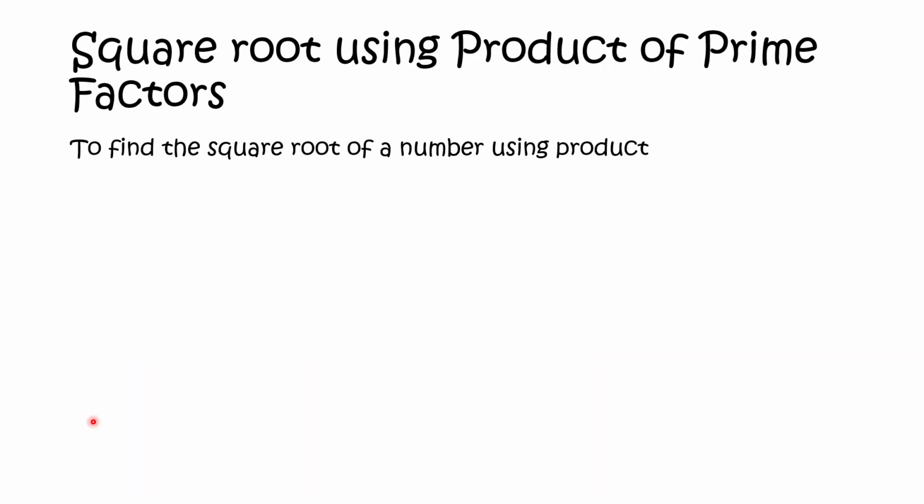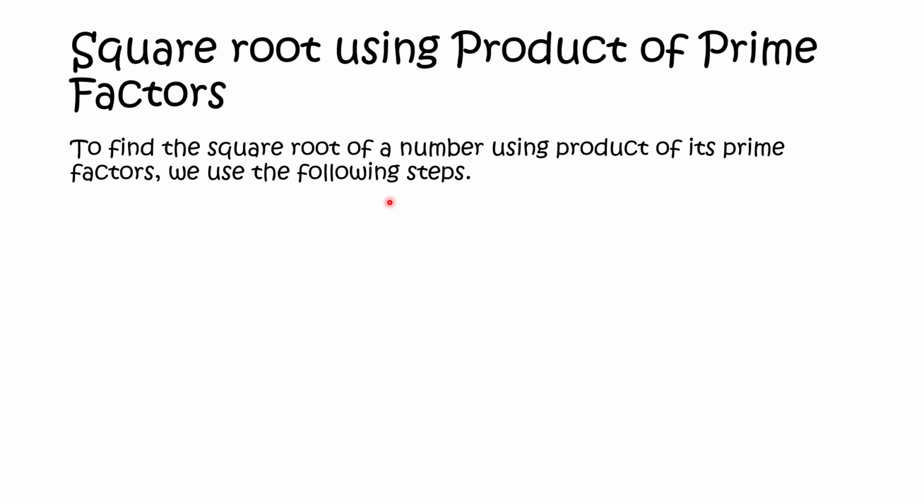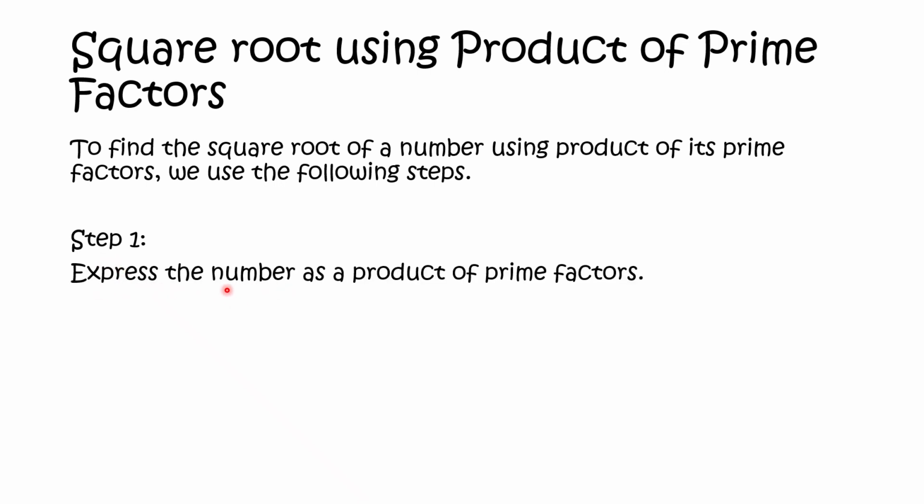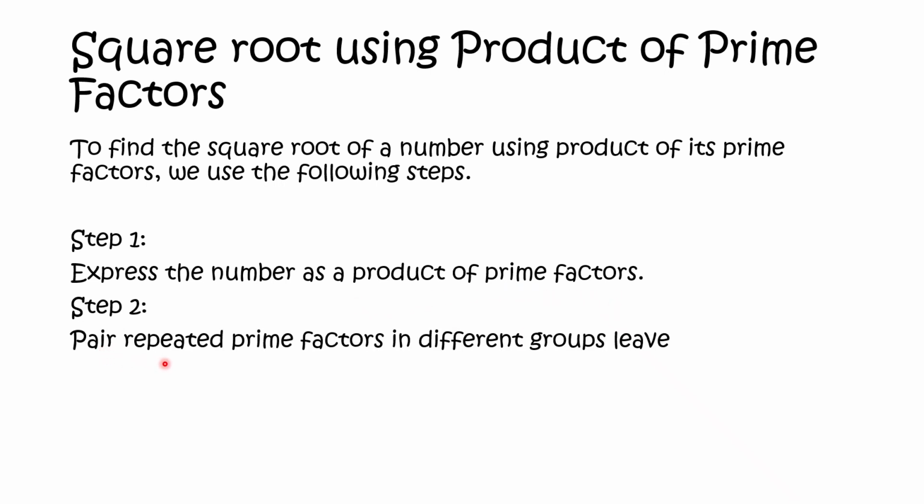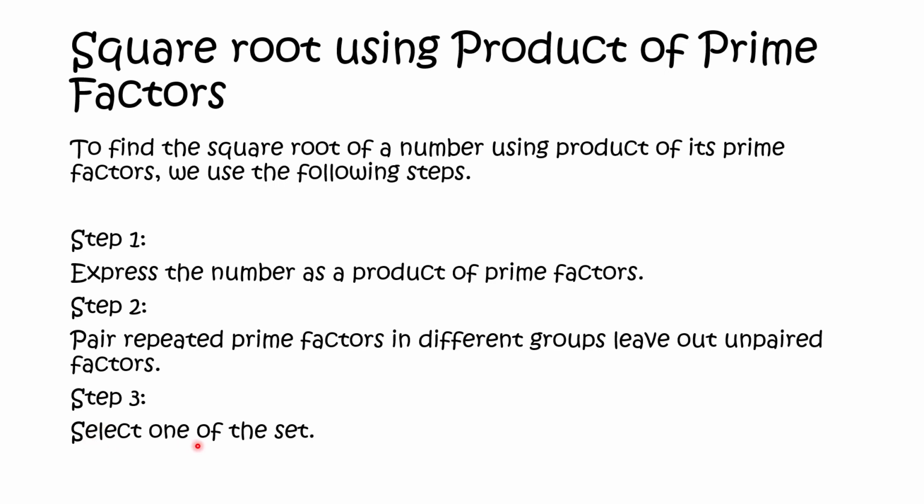Right, so now let's dive into some steps. What are the steps we use in finding the root of any number, whether we get exact values or we don't? So we are going to outline the steps over here. Step number 1, express the number as a product of prime factors. And step 2, pair repeated prime factors in different groups, leaving out unpaired factors. 3, select one from each group, and then you include also the one that was left out under the square root.